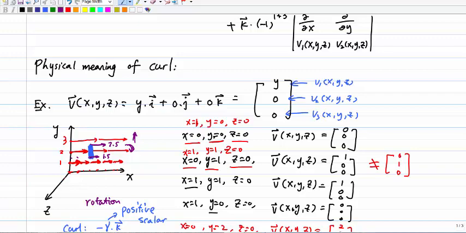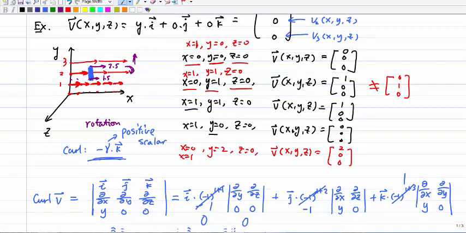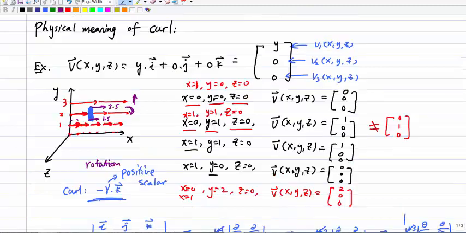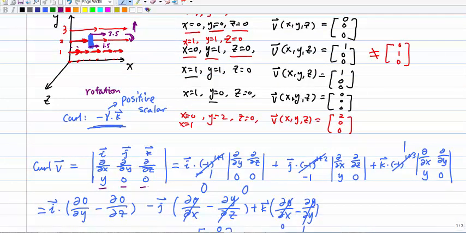Okay, let's see what the computation looks like. Using the curl of v, I write i, j, k, then partial over partial x, partial over partial y, partial over partial z as my second row. The last row will be just y, 0, 0. So I basically plug these three functions in right over here. I listed all the calculations, but I will skip that; you can just read my notes.